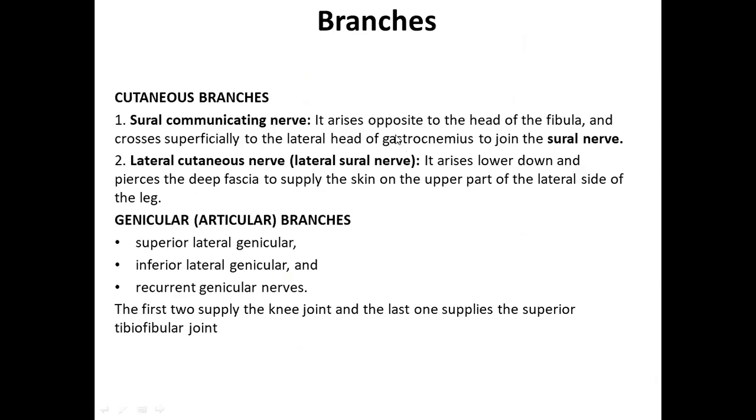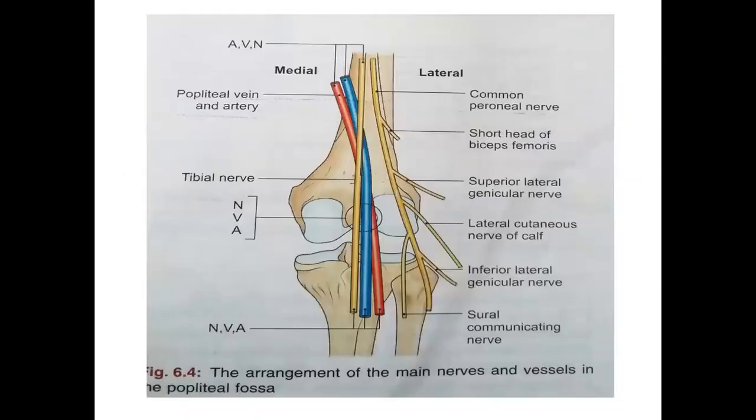Coming to its branches, the branches are the cutaneous branches and the genicular branches. The cutaneous branches are the sural communicating nerve. It arises opposite the head of the fibula and crosses superficially to the lateral head of the gastrocnemius to join the sural nerve. Then we have the lateral cutaneous nerve. It arises lower down and pierces the deep fascia to supply the skin on the upper part of the lateral side of the leg. Then we have some genicular branches.